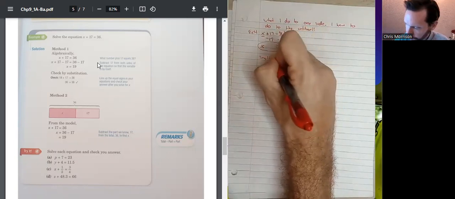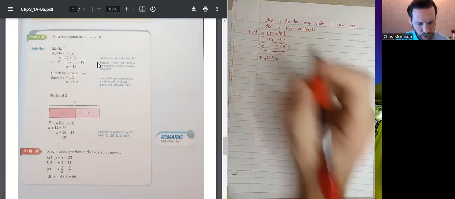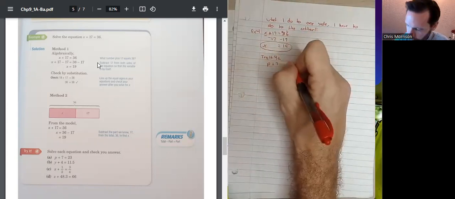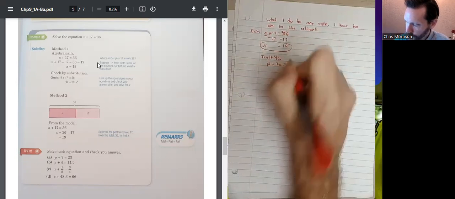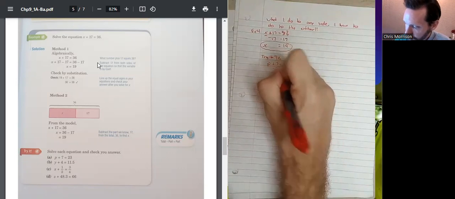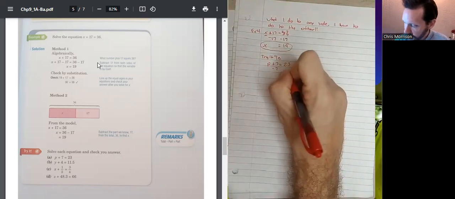Let's just do try it for A. P plus 7 equals 23. I want to get this P by itself, so I've got to get rid of that 7. Let's just do the opposite: subtract 7 and subtract 7.